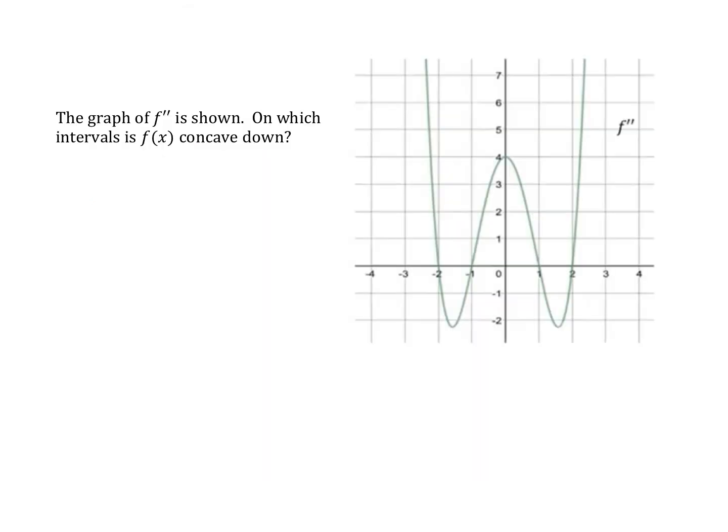Cool. Similar graph. But now I gave you f double prime. When is a function concave down? When f double prime is negative. Good. Where is f double prime negative on this graph of f double prime? 1 to 2. Anywhere it's below that x-axis. Well done.